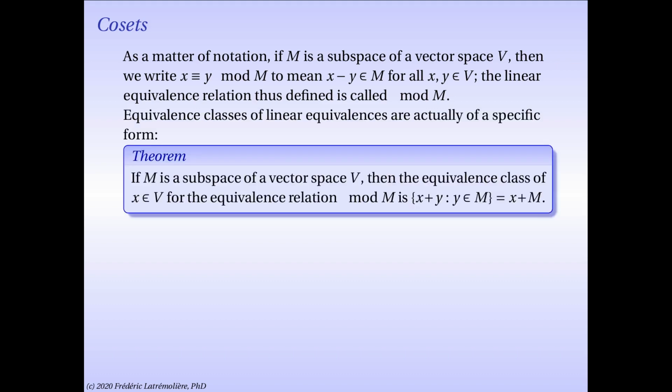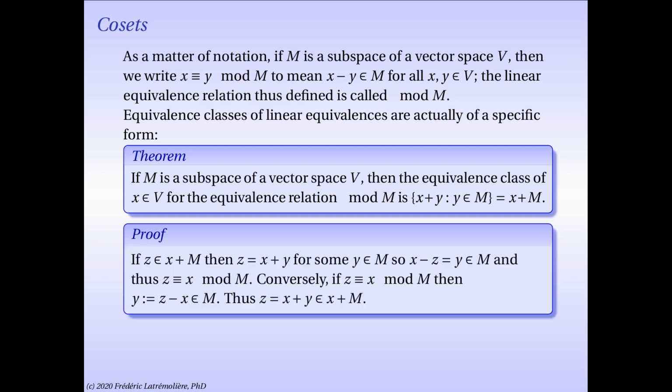So equivalence classes of linear equivalence relations are actually of a very specific form, namely, if M is a subspace of a vector space V, then the equivalence class of x, a vector in V, for the equivalence relation modulo M is simply the set called x plus M, which is really the set of vectors of the form x plus y, where y ranges all over M. So we take the vector space M and we translate it by x. That's the equivalence class of x.